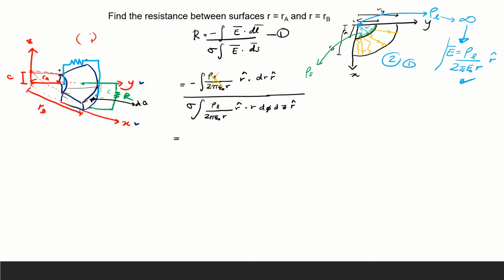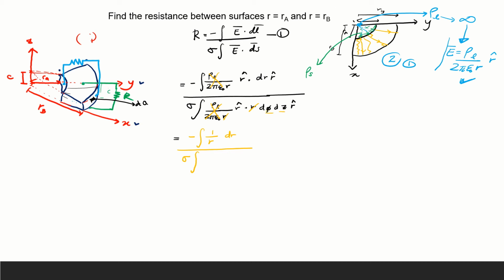From here we can solve the equation, where rho L over 2 pi epsilon naught can be cancelled. This r can't be cancelled because there is dr here, so it will be 1 over r dr, over sigma integration, where this r can be cancelled with this r. So there will be 2 integrations, because there are 2 variables here: one is d phi and one is dz.